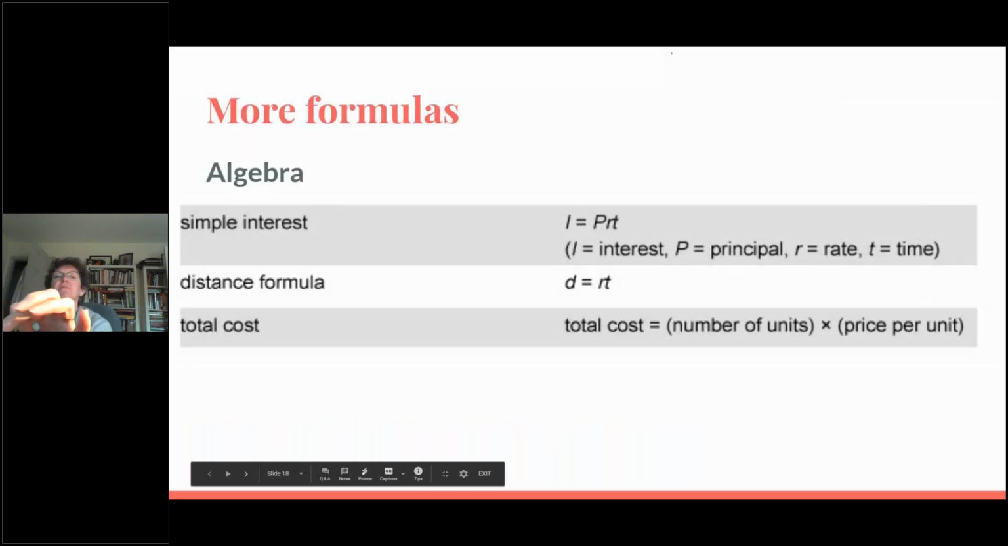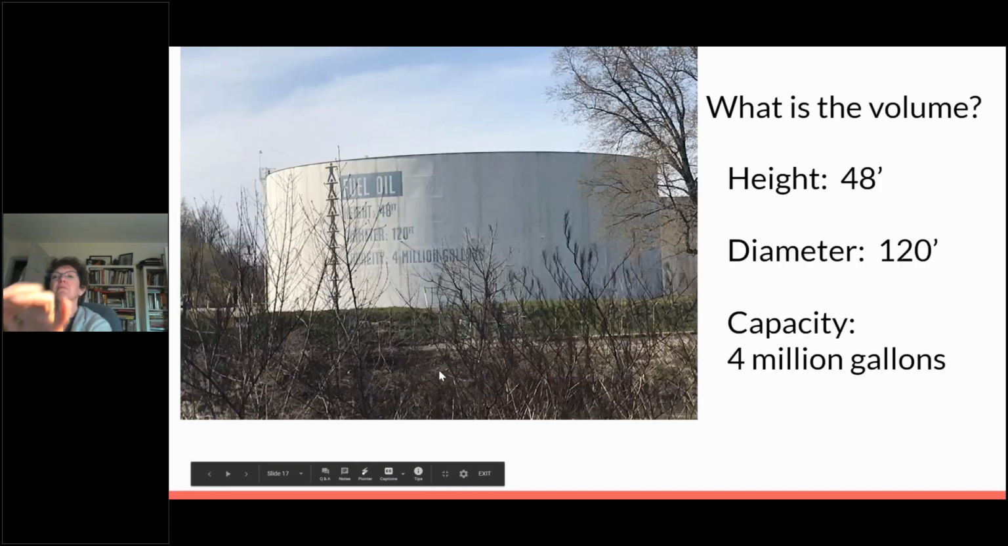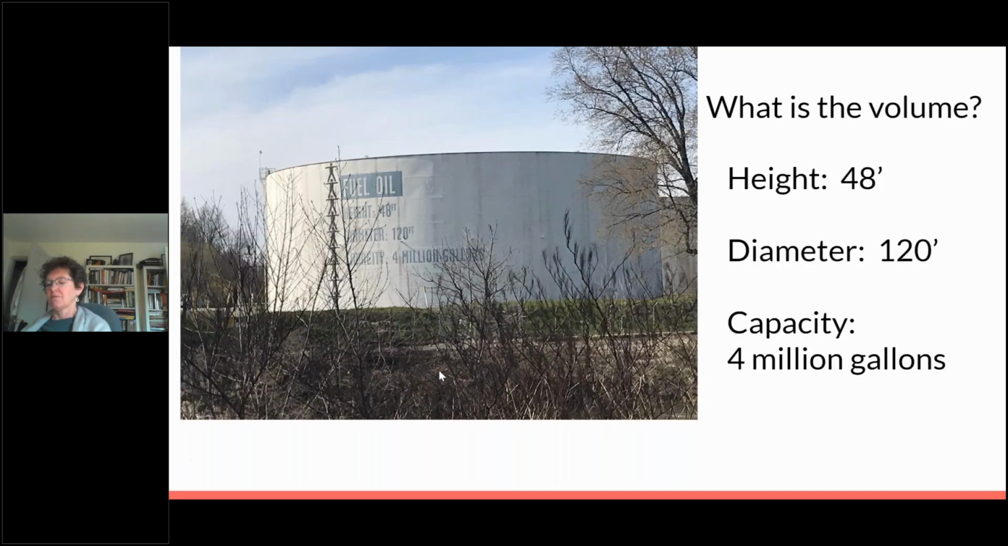60 times 48 is 2,880 times 3.14. Wait, no. Did you square your radius? Radius squared. Oh, okay. That's what I did wrong. So square your radius, times 48, times 3.14. I'm getting 18,000.